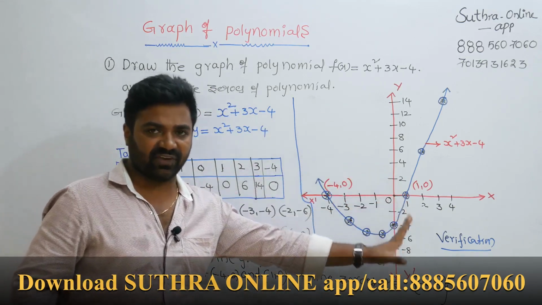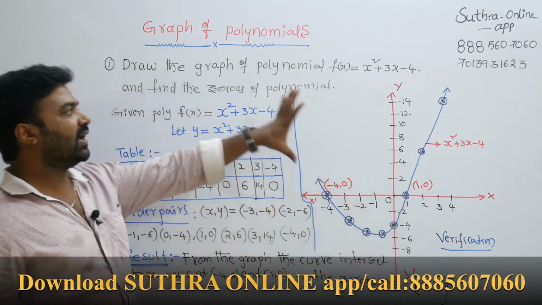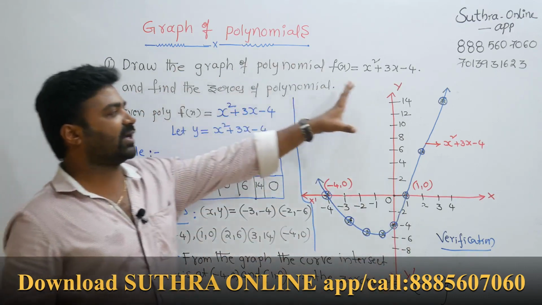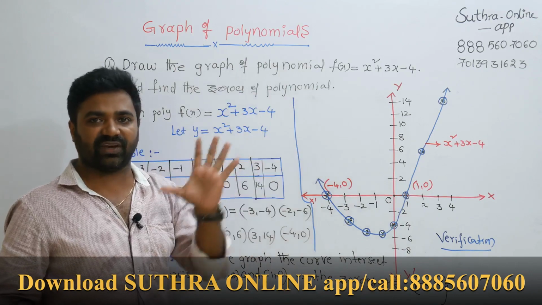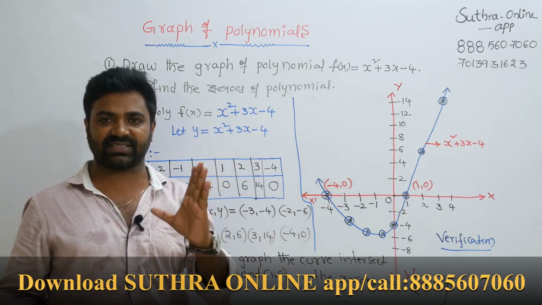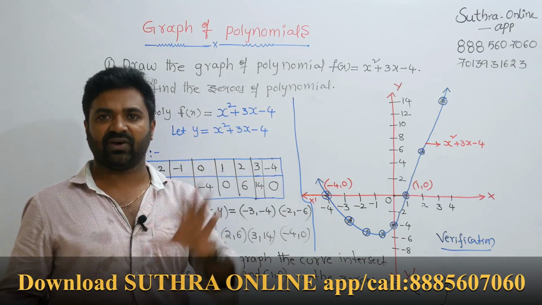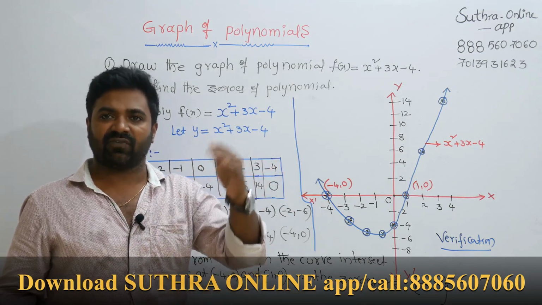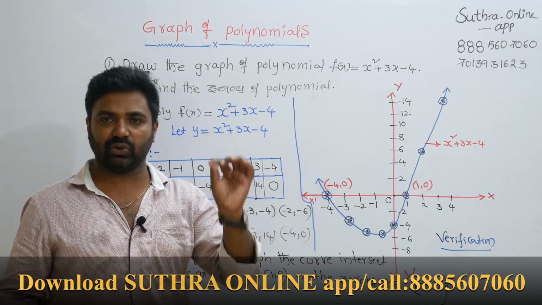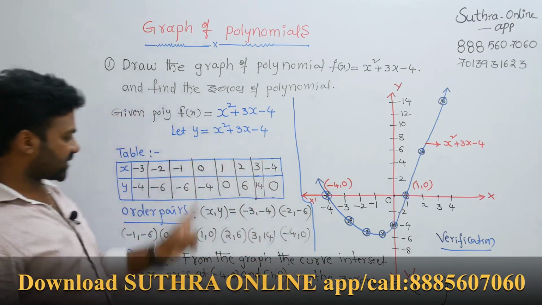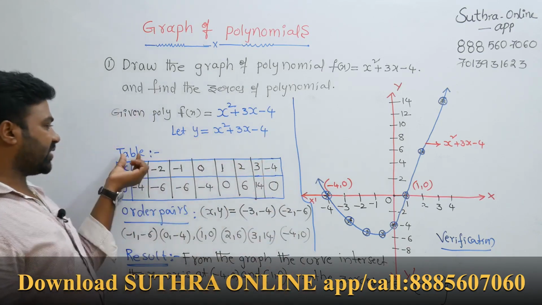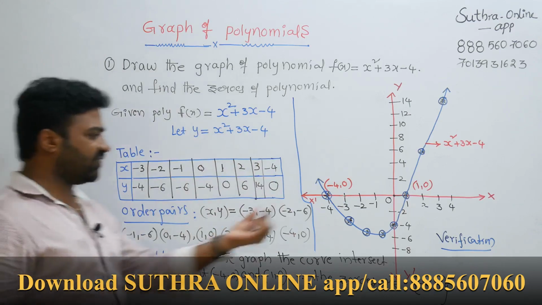So it is the graph of a quadratic polynomial. It is very, very important. In the SSC exam, how to draw the graph and find the zeros graphically is very, very important. So you need to remember these conditions: table, ordered pair, result, verification.